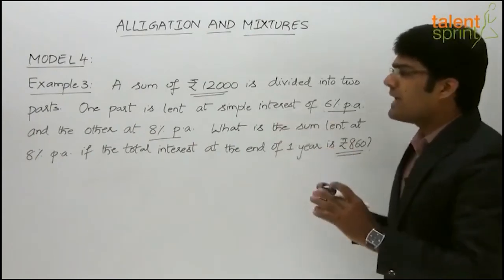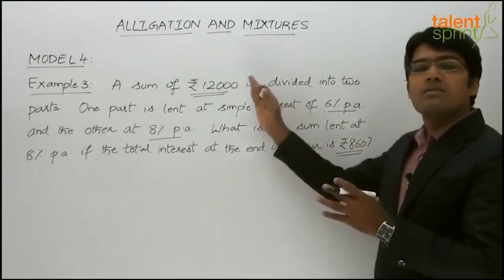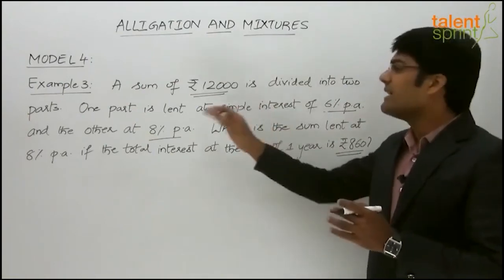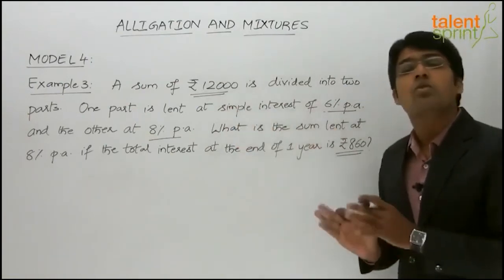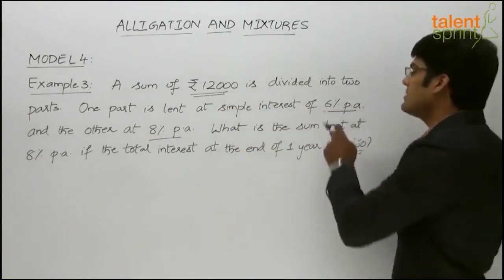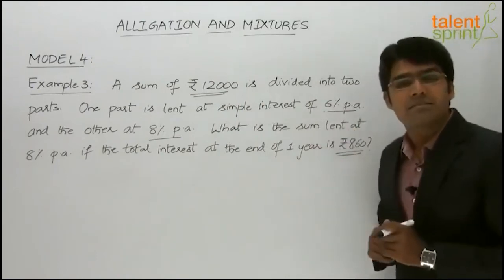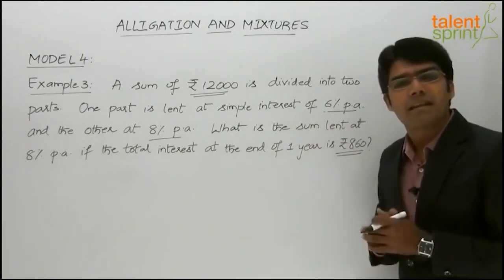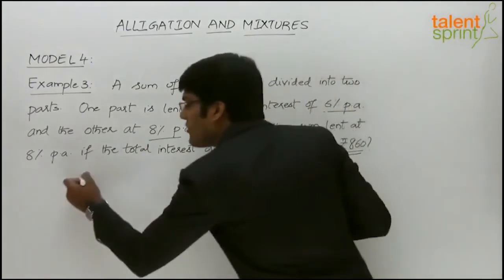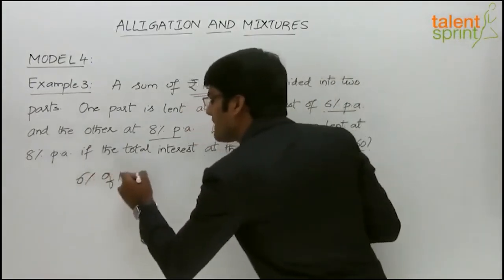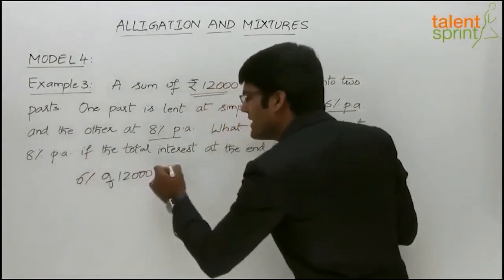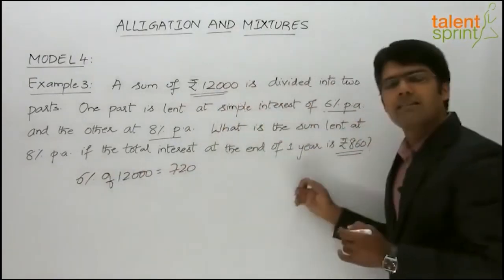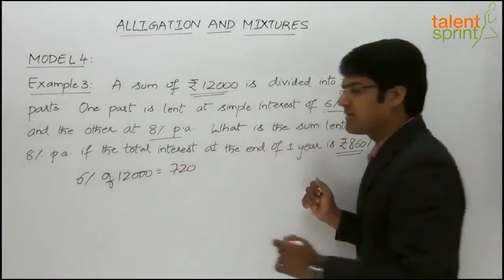Now let us assume that the total 12,000 sum itself is lent at 6% per annum. There are no parts. The complete sum of 12,000 is invested at 6% per annum. So what will be the interest that we get in 1 year? 6% of 12,000, which will be equal to 120 into 6, 720. Right? That is type 1 value for us.